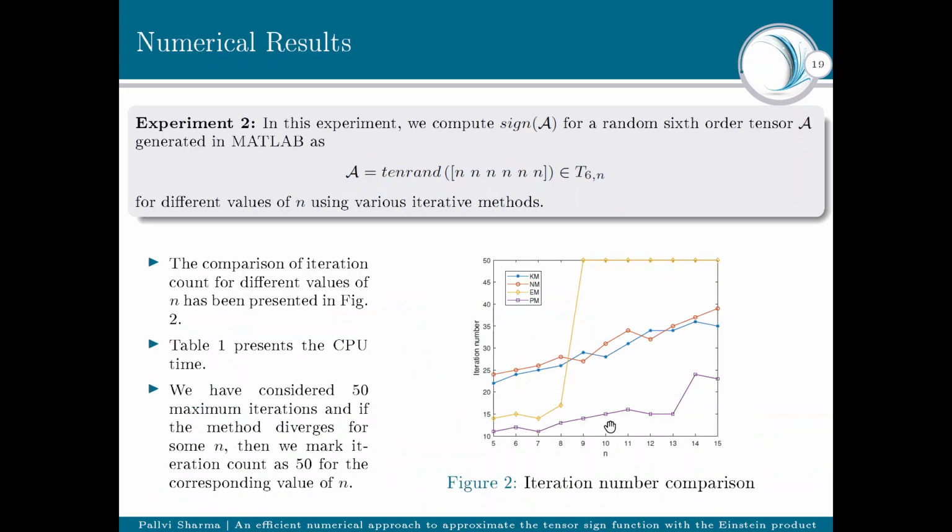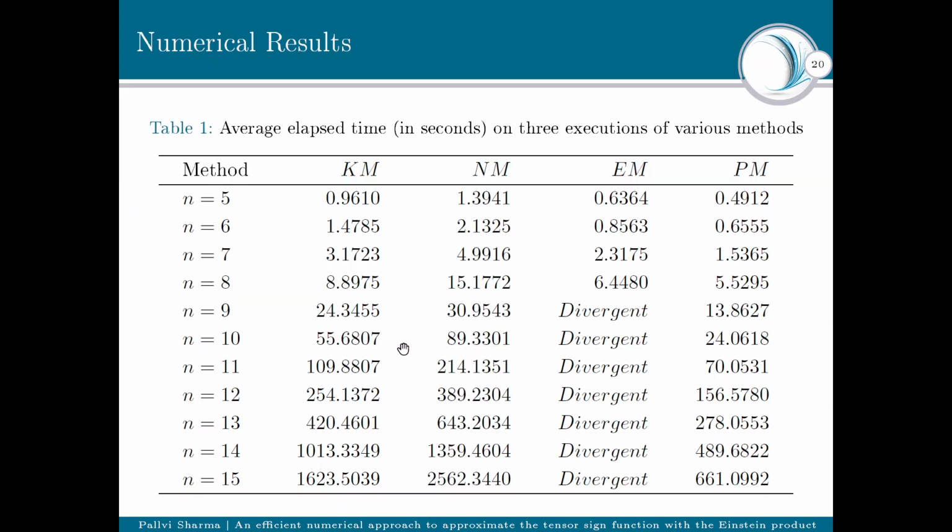We have performed another experiment also, in which we have now taken a sixth order tensor, and we have considered the dimension varying from 5 to 15. We have considered different values of n, and in each case our iterations are fewer as compared to other methods. In this experiment, we have also compared the CPU time, which is also lesser in our proposed method as compared to other methods. So basically, from these experiments, we can say that our proposed method is superior to the other existing methods.